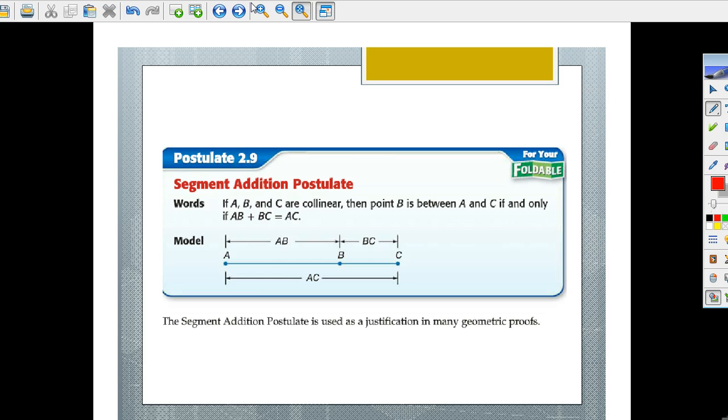All right, segment addition postulate. This sounds fancy, but it's really simple. A segment is a line, it has 2 endpoints, right? If you add the parts, it's going to equal the whole length. So if you have AB and you add BC, then the total is AC. AB plus BC will equal the whole length AC.